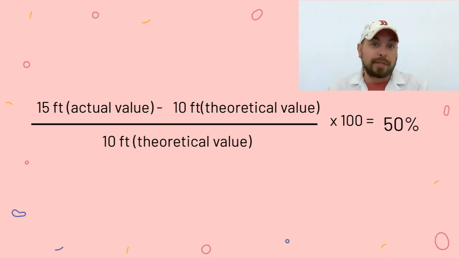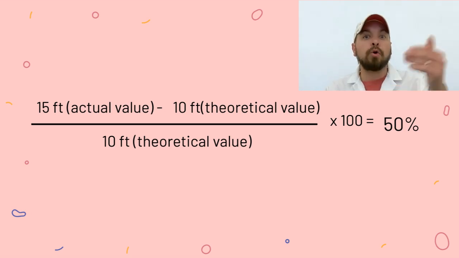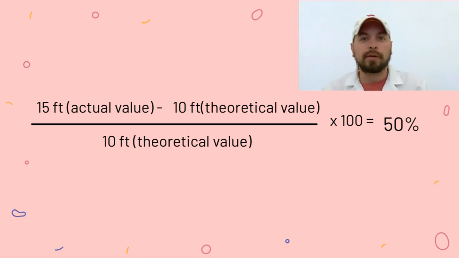The theoretical, the expected, what we should have thrown it was 10 feet. So we take the 15 and we subtract the 10. Then we divide it by that theoretical. We should have thrown it 10 feet, so we divide it by 10. So it's 5 over 10. That's 50% after you've multiplied it by 100. So we had a percent error of 50% in that situation. It's a positive 50% because I overthrew it. I threw it further than my friend was standing away from me.